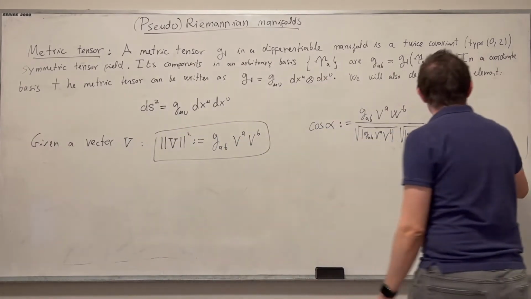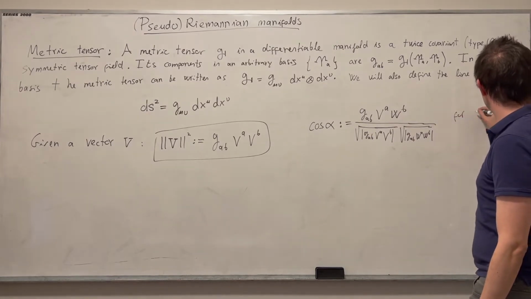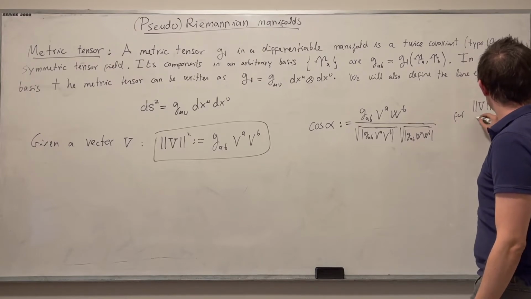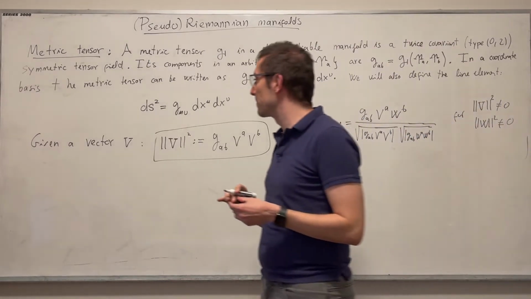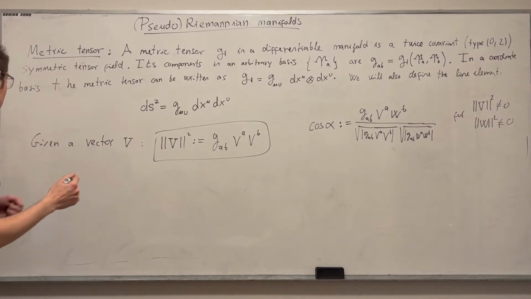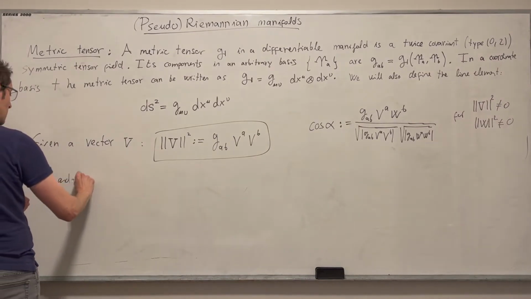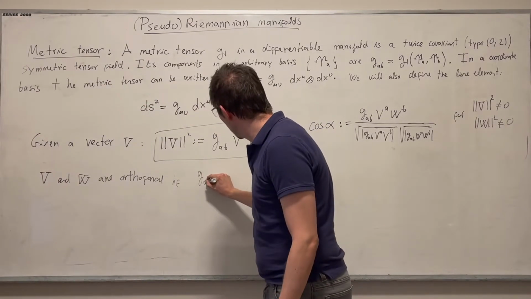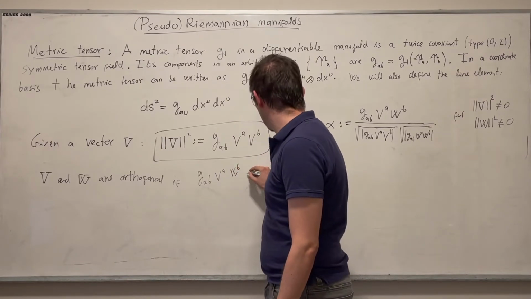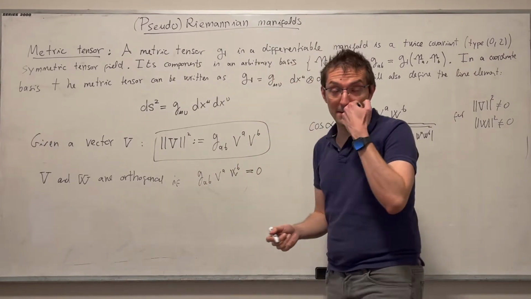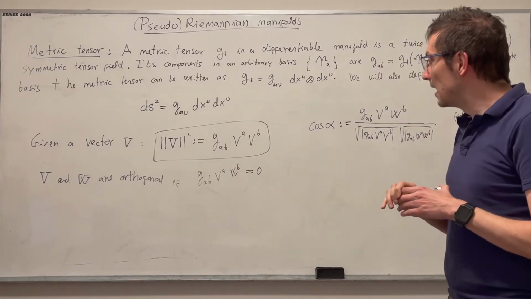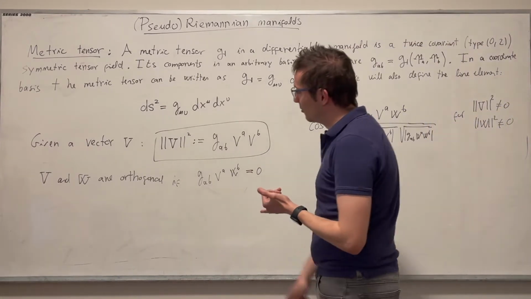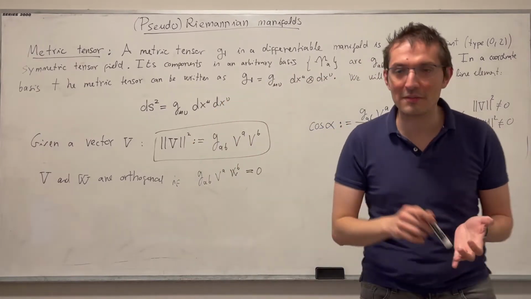This is of course defined as long as the vectors are not zero norm. So you need that the norm of V is different from 0 and the norm of W is different from 0, for non-zero norm vectors. You can also define a notion of orthogonality. So you say that V and W are orthogonal if g_ab v^a w^b is equal to 0. And that's actually defined even if the norm of the vectors is 0. So it's kind of nice to have a metric. We have a notion of orthogonality, we have a notion of distance, we have a notion of angle.